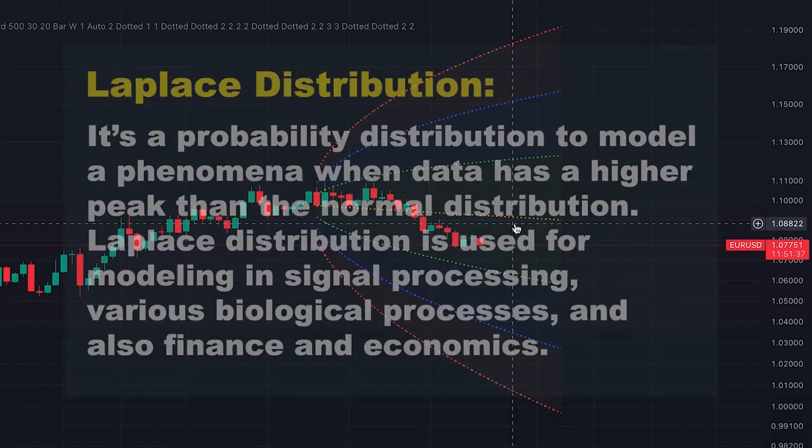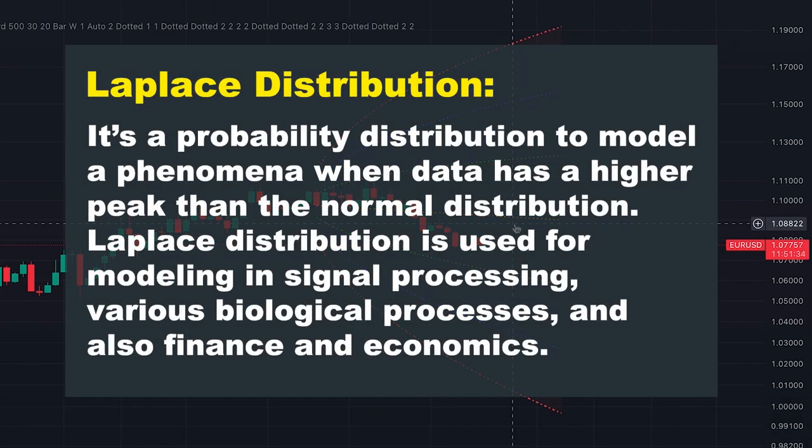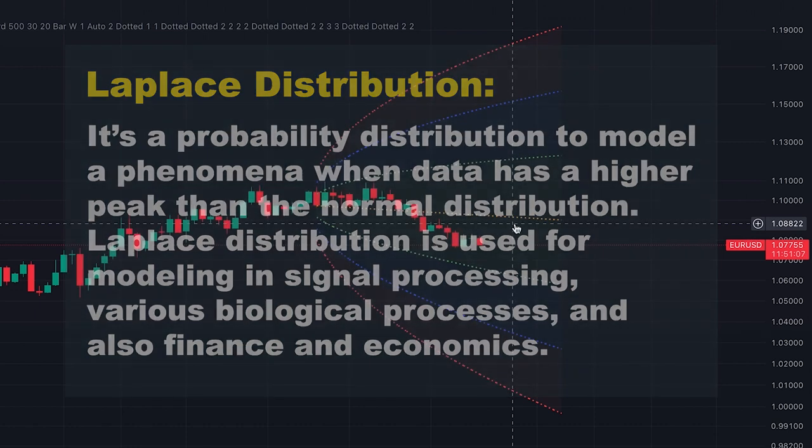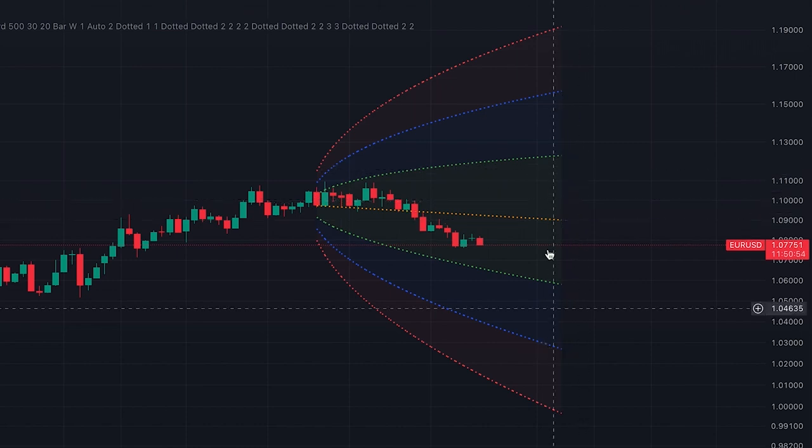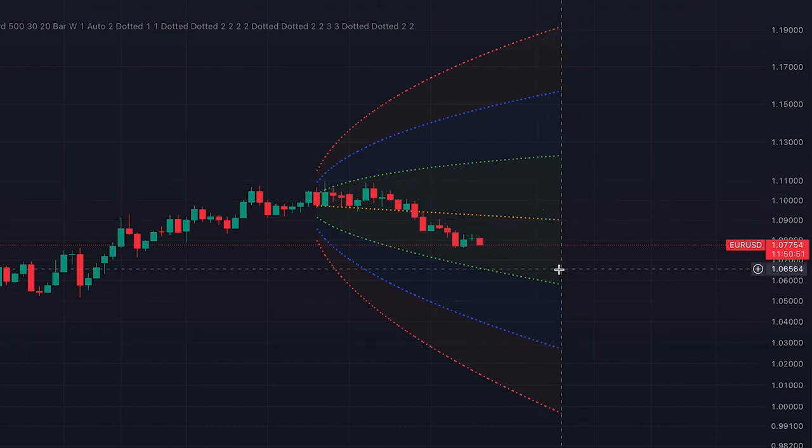In statistics, the Laplace distribution is a probability distribution to model a phenomenon when data has a higher peak than the normal distribution. It's also called double exponential distribution because it can be thought of as 2 exponential distributions. Laplace distribution is used for modeling and signal processing, various biological processes, and also finance and economics. And this indicator, by forecasting this statistical distribution from a set point extended to the future, gives us some probabilities on the possible movements of the market.